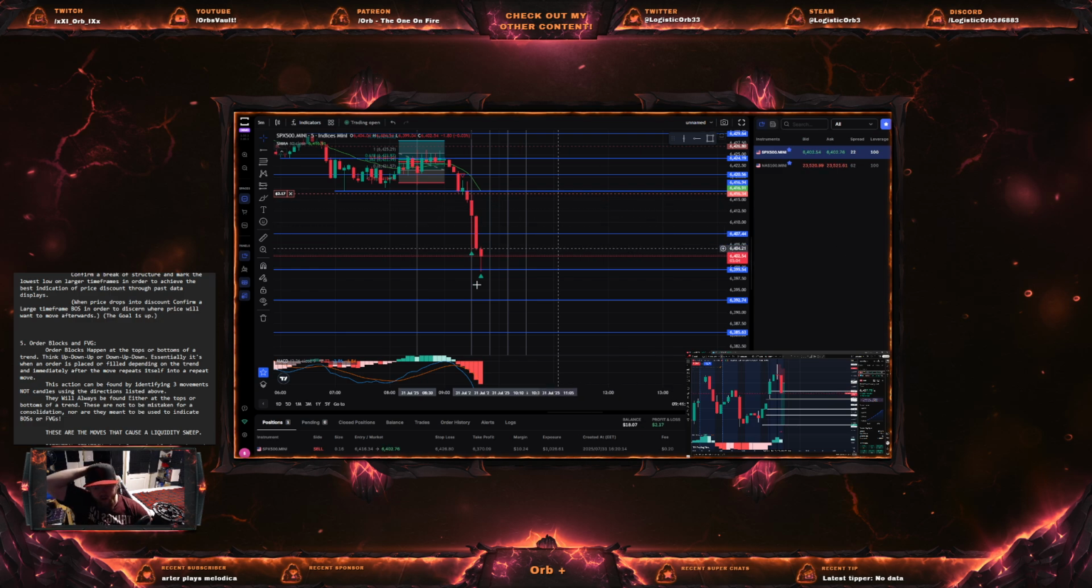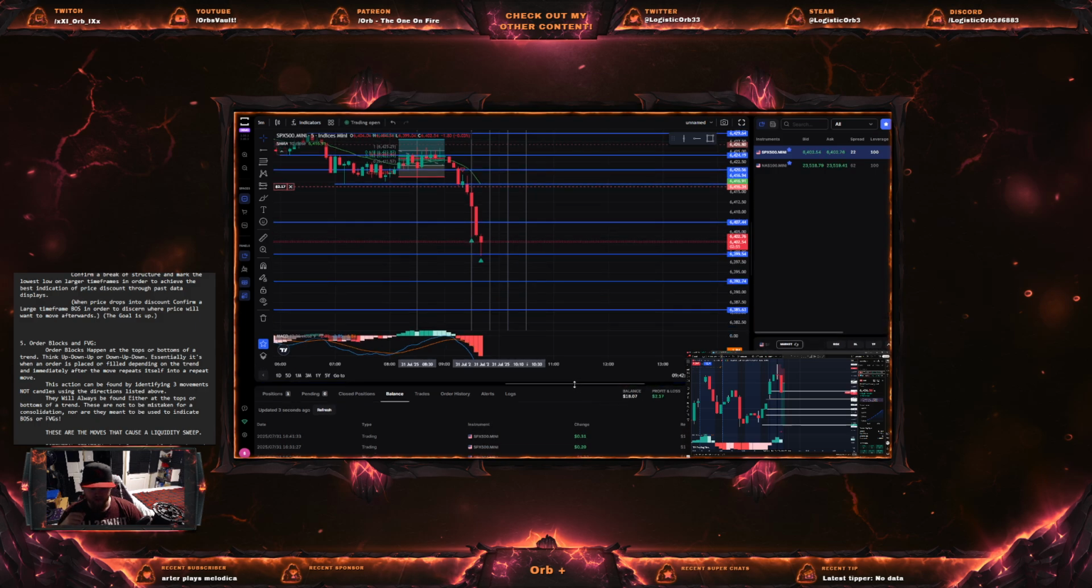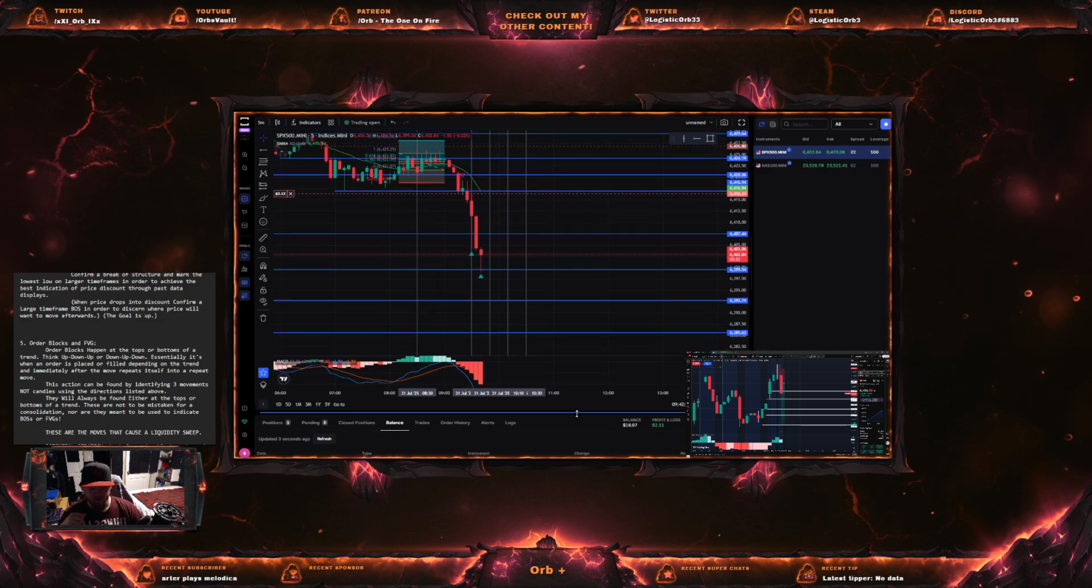Not too concerned. We pulled out a little bit right there. Let's go into balance real quick, see what happened. We got 31 cents on that there, which is gold. Current balance is 1807, which is also gold. That means we have to make $2 back.